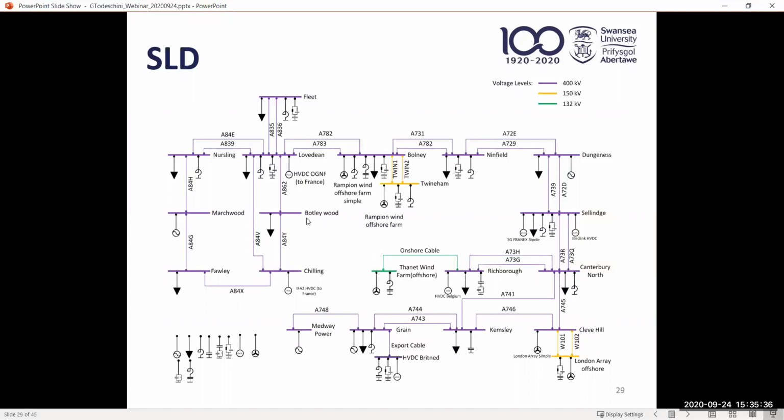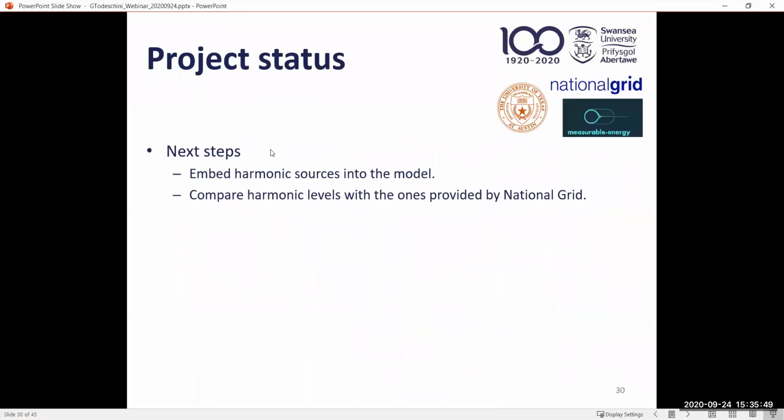So we look forward then to the next step, that is to add harmonic generation associated to each source. So the next step will be to add these harmonic sources into the model. And in order to validate this model, we will compare the harmonic levels with the ones provided by National Grid. So once we have this baseline model, then we will be able to study a large number of combinations of harmonic injection, because as I said earlier, harmonic injection changes in time, and in particular to forecast harmonic levels in the future.